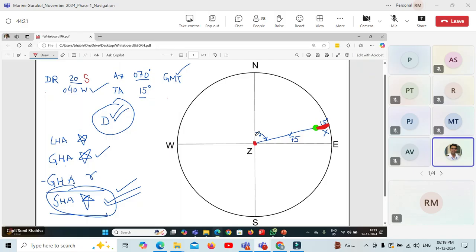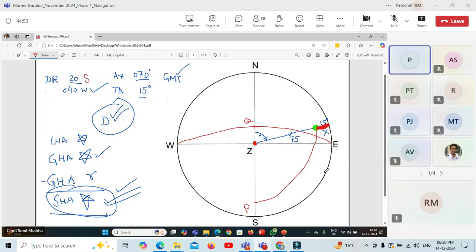So from Z 20 degrees north, this is where the Q point is. And if we join W to Q to E, this is the equinoctial. 90 degrees away from the equinoctial, the pole will be this side. This is where the pole is. Yes, sir. Okay, let's draw PX. This is PX now, beta. Yes, sir. And this is the PZX triangle now. You will solve it like this.